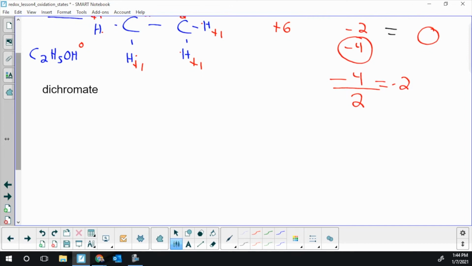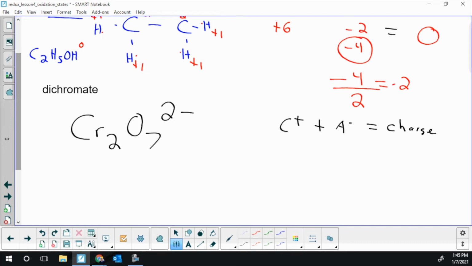We're going to do the same thing with dichromate, that's an ion. Cr2O7, and the whole thing has a -2 charge. That black -2 isn't for the oxygen, that's the whole thing. So our cations plus our anions have to sum to the charge. Okay. I'm using a bit of short form. I went C+ for cations, A- for anions equals the charge. And in this example, the charge is 2-.